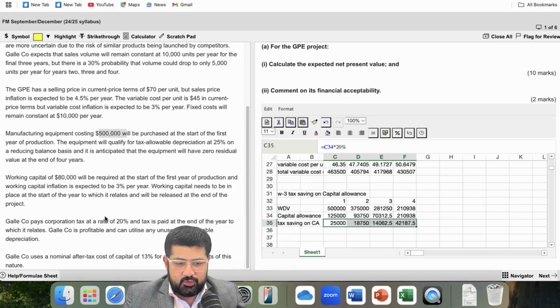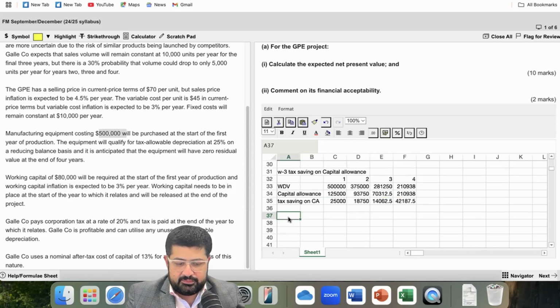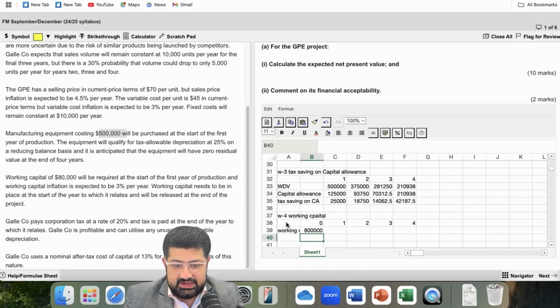The next is, any other working? Yes, we have working capital. So working number 4, working capital. So working capital year 0, 1, 2, 3, and 4. They say that working capital will be required at the start of the first year. So working capital level, they say it is 80,000 at the start, sorry. And then it will grow by 3% per year. So equal to this into 1.03.